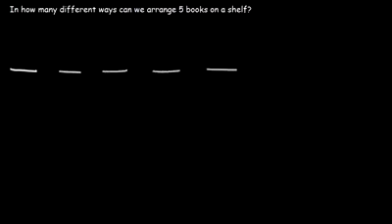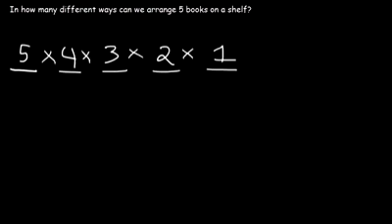So there's 5 positions to place the 5 books. In the first position, we can choose any of those 5 books. So we have 5 options. Now, once we place the first book in the first position, there's 4 books left over to choose from. So we could put any of the 4 books in the second position. Now that we've placed 2 books, we have 3 left over. So we could put any of those 3 books in the third position. Now we have 2 books left over, so we could put any of those 2 in the second to last position. And in the last position, we can only put the last book there. So it's going to be 5 times 4 times 3 times 2 times 1. And that's another way in which you could solve these problems.